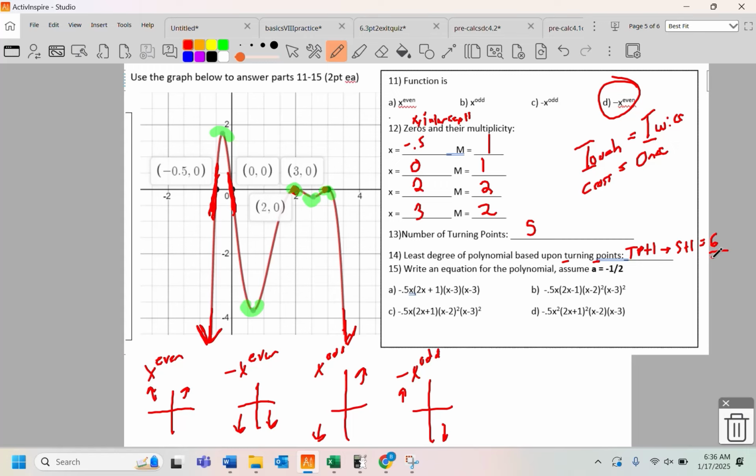Write an equation assuming that a is -1/2. So, what threw kids off, I think, was a lot of kids don't understand multiplicity, and then they kind of do some silly things. But let's see here. This x equals 2 is going to be an x minus 2. That's got an x minus 2, x minus 2, x minus 2. Multiplicity is 2, so the exponent's got to be a 2, not d. Only has a 1.